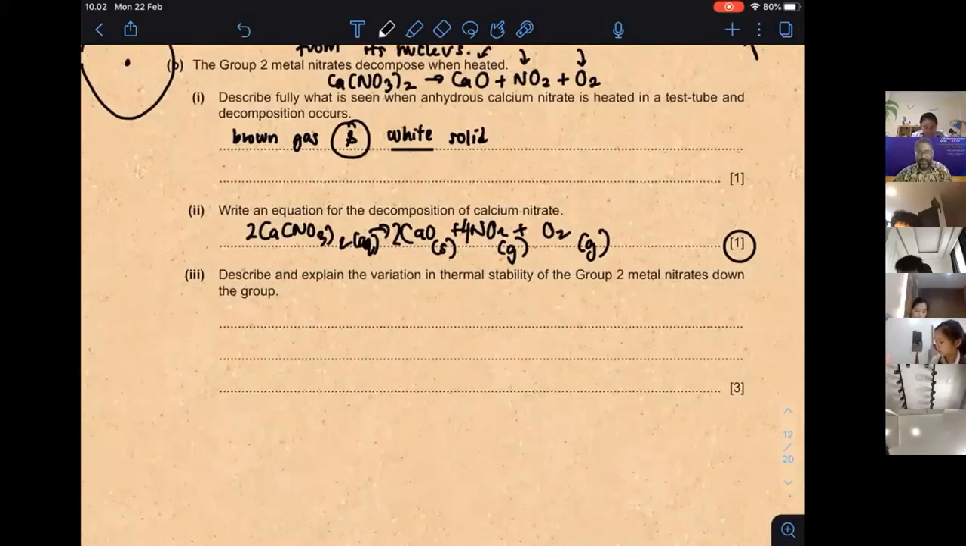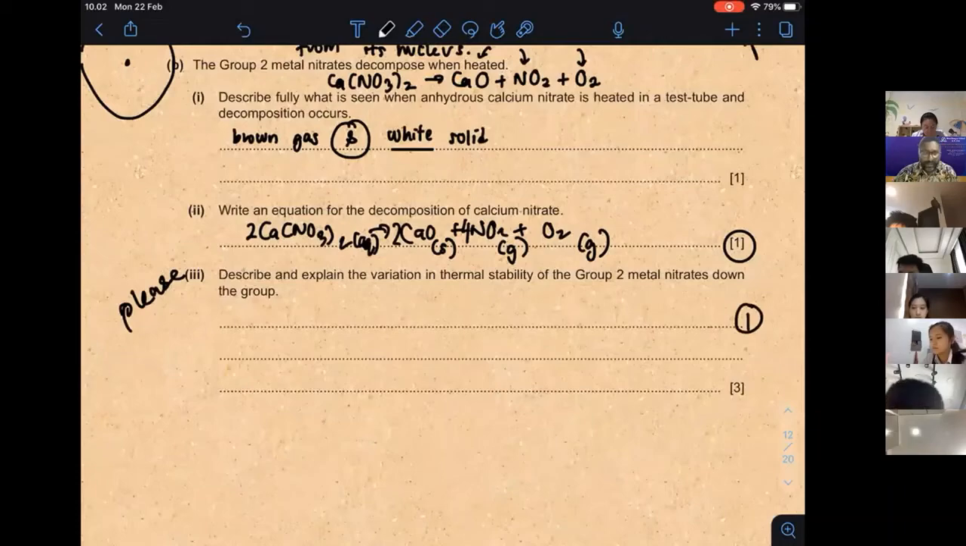Now, this one, please remember, this is not an AS question. If they ask you about this question in AS, they will give you only 1 mark. And you need to know why thermal stability generally, for carbonates and nitrates, is going to be more stable. So, 1: thermal stability increases down the group.